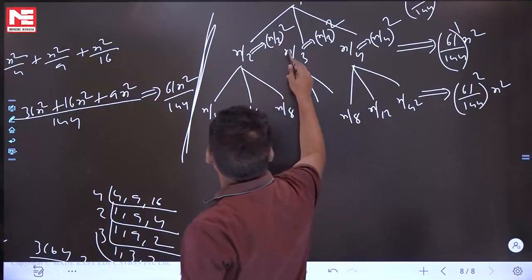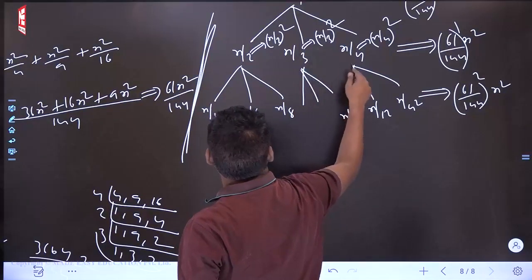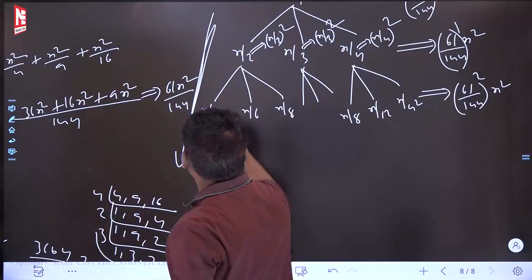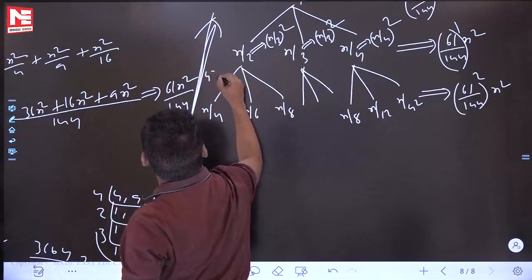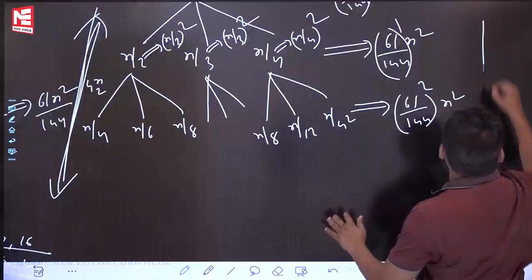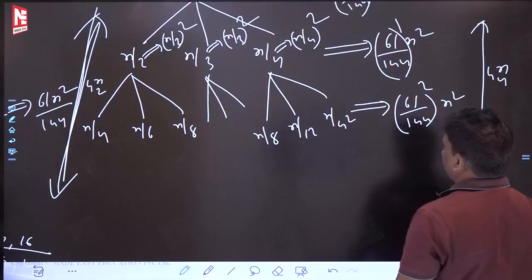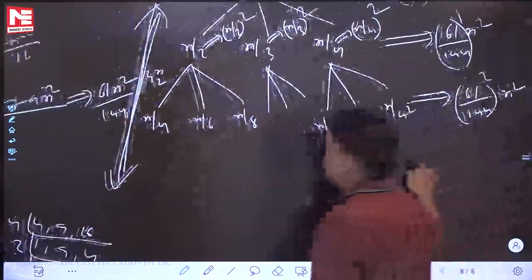Can you help me now? Left always divide by 2, middle always divide by 3, right always divide by 4. If you divide always by 2, what is the answer? Log n base 2 on the left side. What is the right side? Always divide by 4. What is the answer? Log n base 4. Which one is smaller? Log n base 2 is smaller.